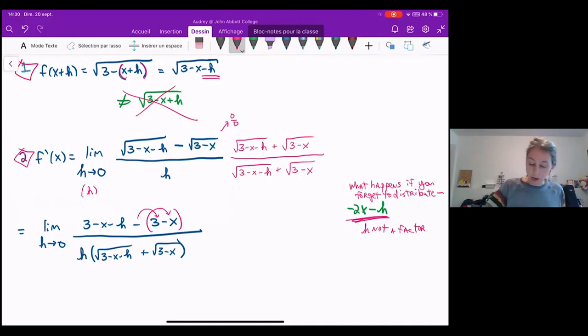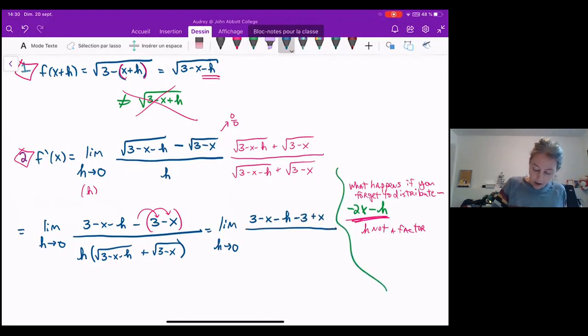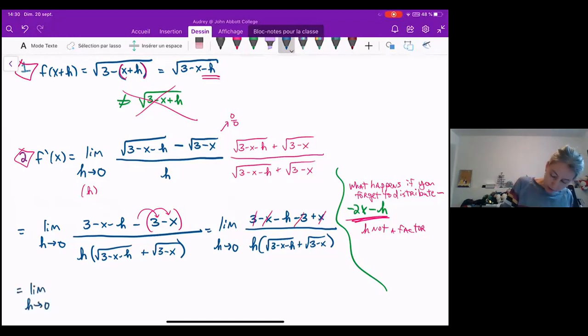So don't forget. So let's just immediately do it. The limit as h approaches 0, 3 minus x minus h minus 3 plus x. Look what happens when I don't forget. Those x's are going to cancel out over h times the conjugate. Minus x plus x is 0. 3 minus 3 is 0. And what I have left here is the limit as h approaches 0 of negative h over h times root 3 minus x minus h plus root 3 minus x.